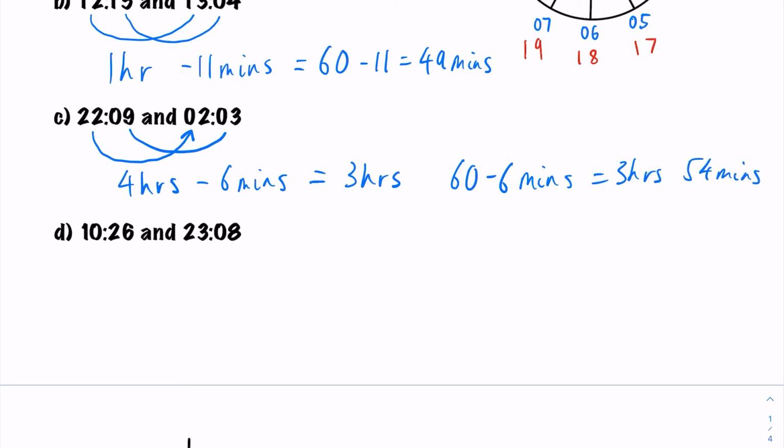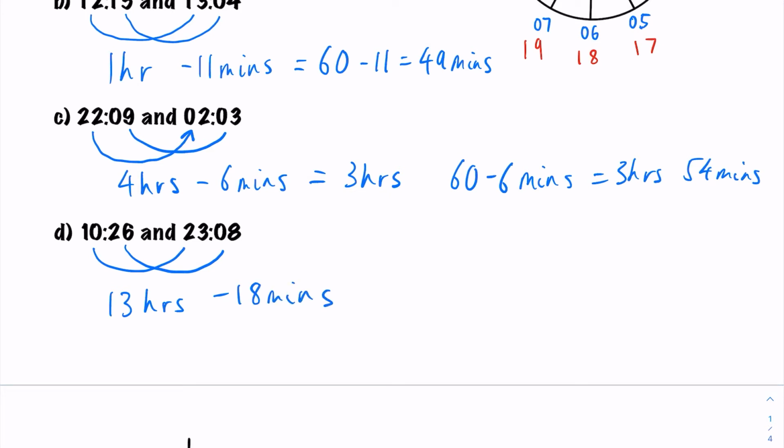And lastly, 10:26 to 23:08. So the difference between 10 and 23, doing the hours first, is just 13 hours. And the minutes, well, 26 to 8 is going to be minus 18 minutes.